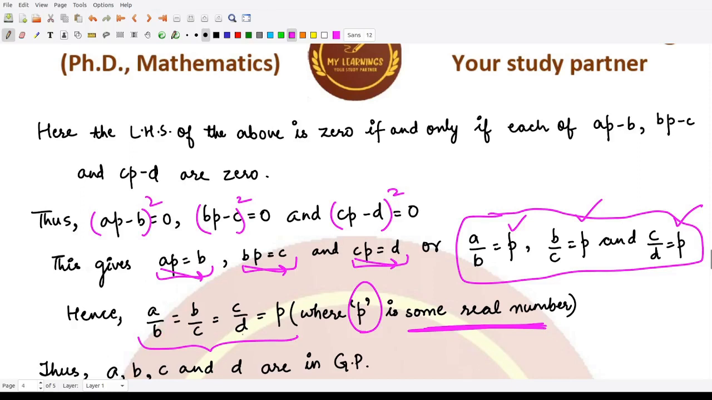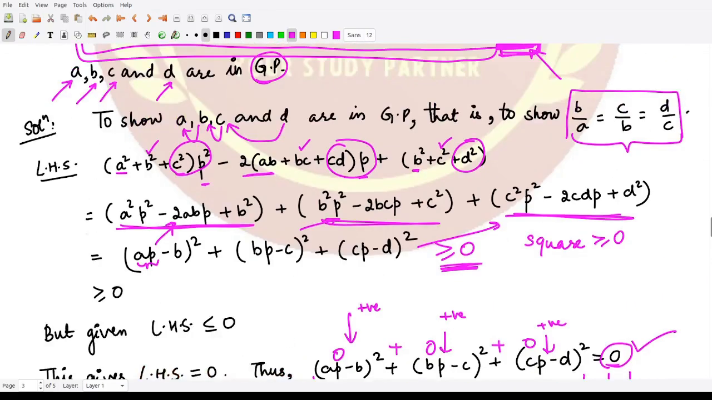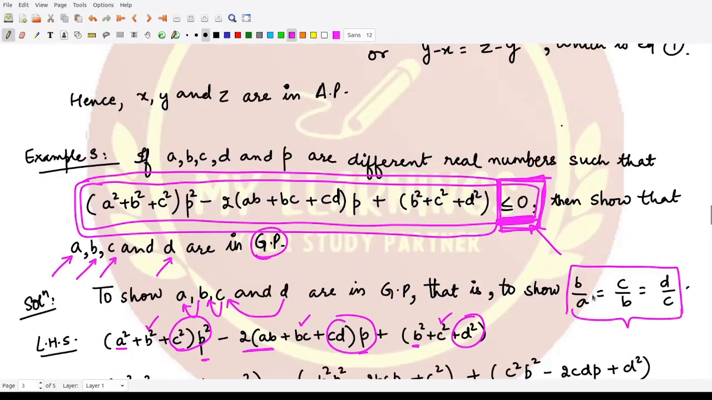Actually, I have written it incorrectly here. It should not be A upon B, B upon C and C upon D; it should be the reverse of it. Because what is P? Here it is B upon A, it is C upon B, and it is D upon C. So here you have B upon A, here C upon B, and here D upon C. All of them are equal to each other. Hence these numbers A, B, C and D form a GP. So I hope you understood this question well. Well, that is it for this video. Thank you for watching.